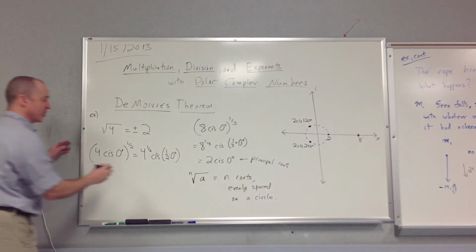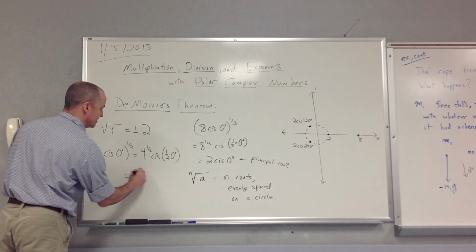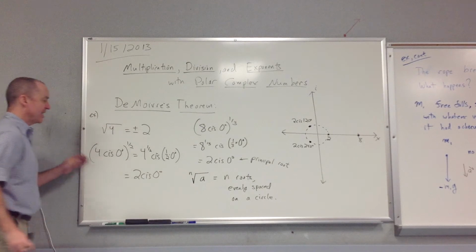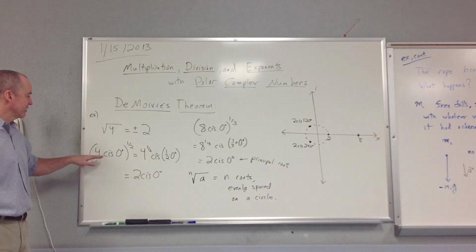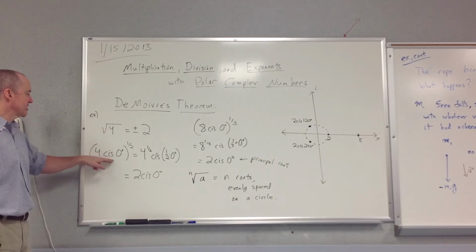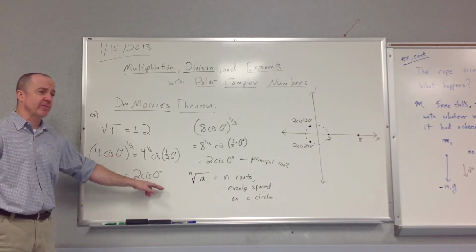So as my principal root, I get 2 cis 0 degrees. This agrees with what Diego first said. The square root of 4 is 2. The square root of 4 cis 0 is 2 cis 0.